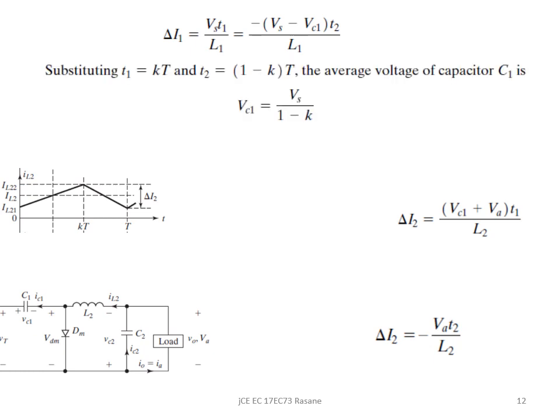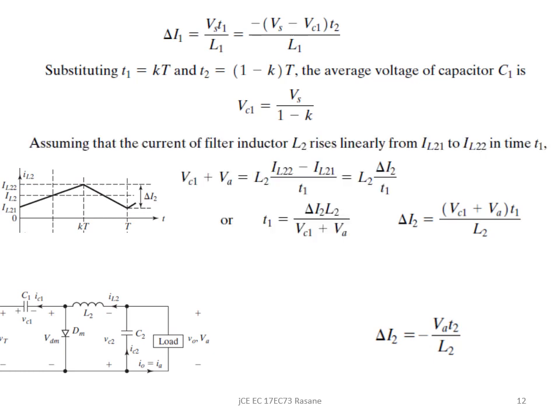Now I will substitute T1 equal to KT. We know it is the on time, which is equal to K times capital T, where capital T is the chopping period, and T2 is the off time, which is equal to 1 minus K into T. So substituting these two in this particular equation, I will get an expression for the average voltage of the capacitor C1, which will be Vc1 equal to Vs upon 1 minus K.